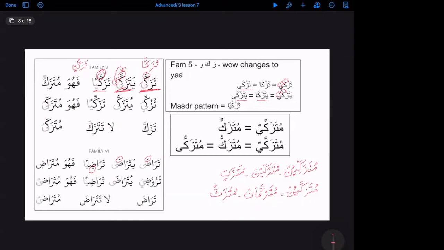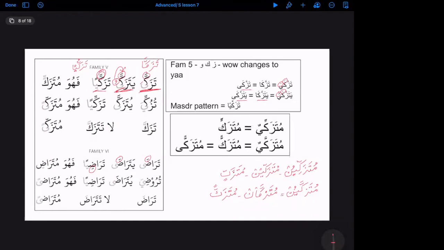And then the masdar is tazakkiyan, and the ism fa'il will be huwa mutazakkin. There was a ya before it, so when we drop the ya, in replacement we have to give one kasra, because it's the pattern of muslimun, like making an ism fa'il on family 5. So it's mutazakkin. Very good. And then the majhul will be tuzakkiya.